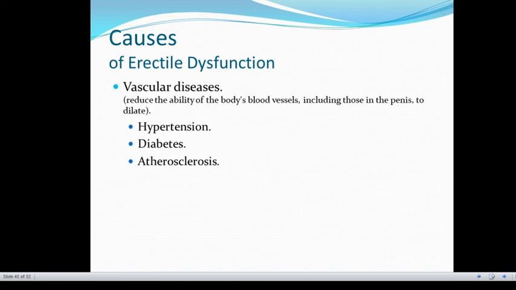and vascular diseases including hypertension, diabetes, atherosclerosis. The vascular diseases reduce the ability of the body's blood vessels, including those in the penis, to dilate.